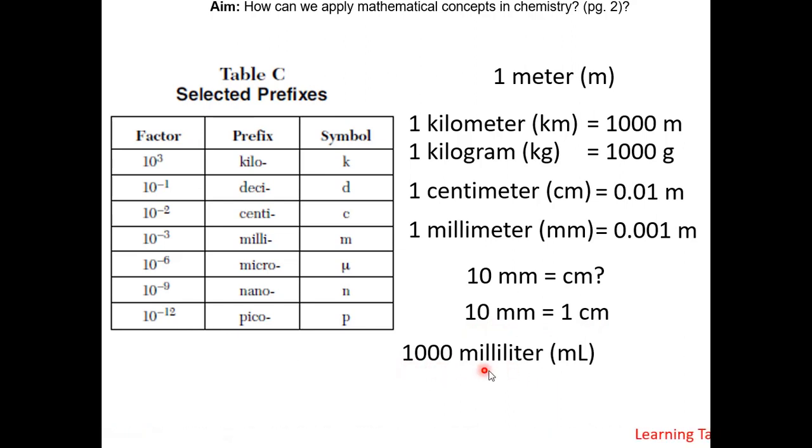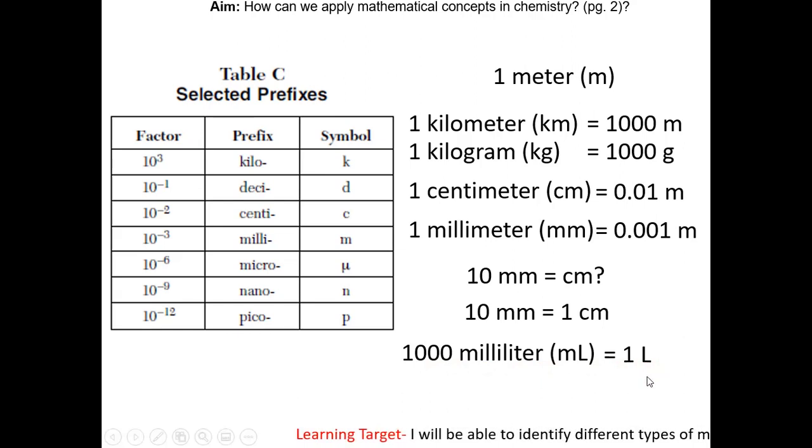So let's look at 1,000 milliliters. Liter measures volume. So now how many liters is 1,000 milliliters? Milli is a factor of 10 to the minus third. So if you work backwards, that comes up to be 1 liter. You divide this by 1,000. Okay? So 1,000 milliliters is equal to 1 liter.